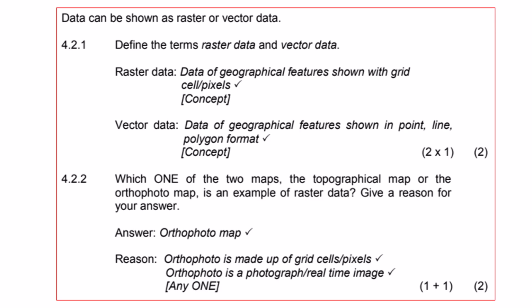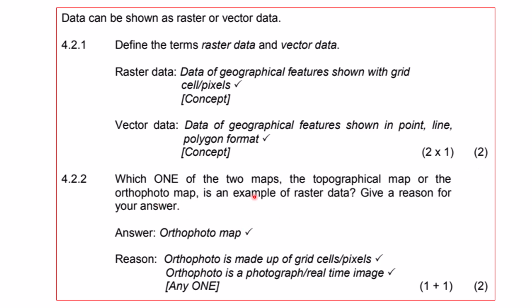Define the terms raster data and vector data. Remember, raster is any data or information given in the form of grid cells or pixels. You can use either one of the two words, whereas vector data is data or information given in the form of points, lines, and polygons. Again, the mark allocation could potentially be up to 4.